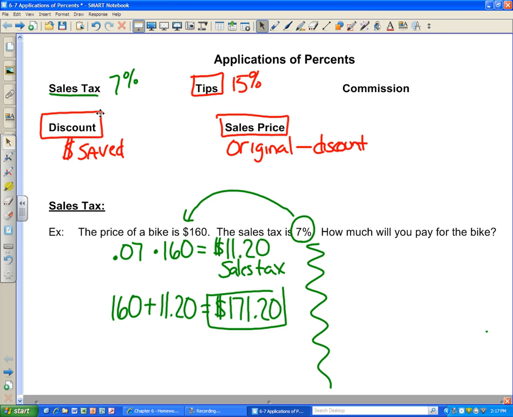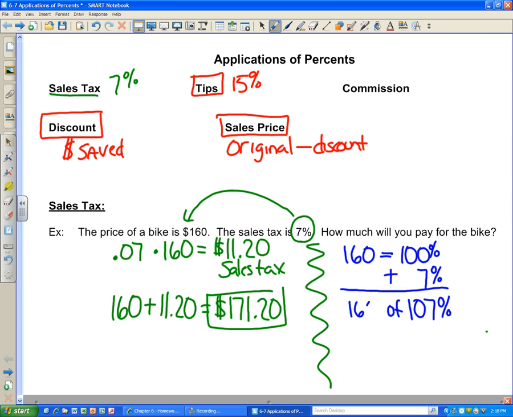Another way you can look at this, if you simply want to know how much you're paying for the bike, and you don't really care about how much sales tax you're paying, what you want to figure out is first, what is the percent of the bike that you're actually paying? So let's think about this. You know you're paying $160 no matter what, because you have to pay for the bike. That represents 100%. But you also have to pay 7% sales tax, which is extra. So that tells us that we're actually paying 107% of the $160 bike.